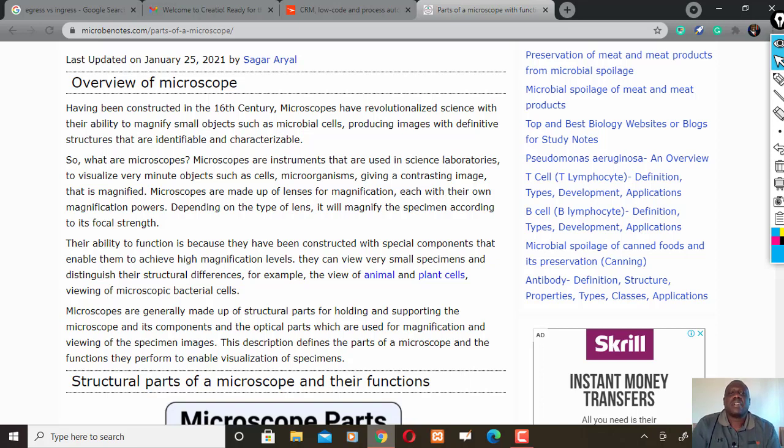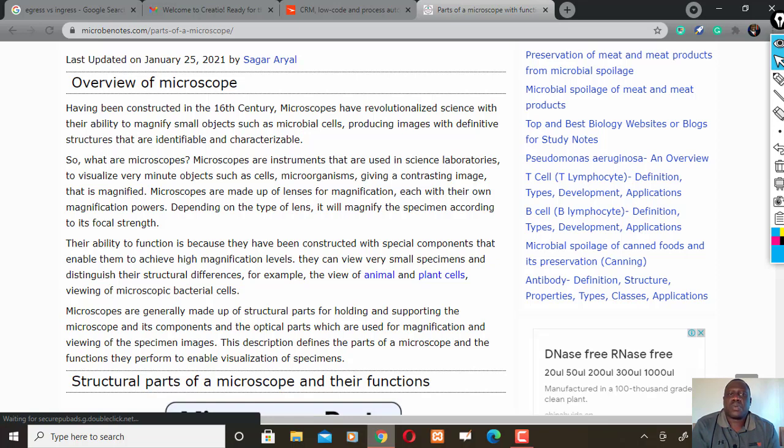I'm well. This afternoon, I want us to take some time to go through the parts of a light microscope. I want us to have an overview, and I want us to study the structural parts of the microscopes together with their functions.